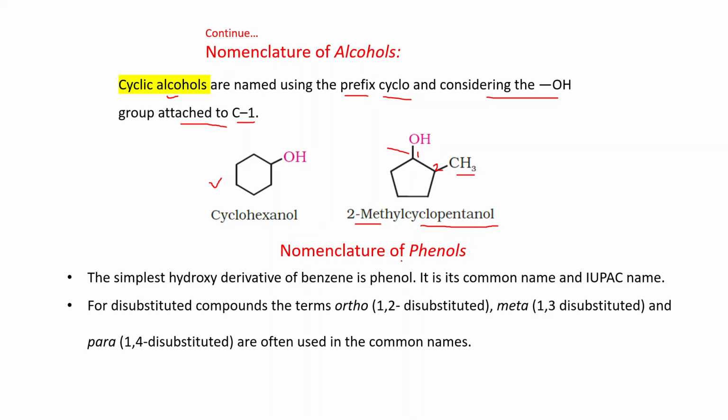Now come to the nomenclature of phenols. The simplest hydroxy derivative of benzene is phenol, and it is both its common name and IUPAC name. For di-substituted compounds, the terms ortho for 1,2 di-substituted, meta for 1,3 di-substituted and para for 1,4-disubstituted are often used in the common names.